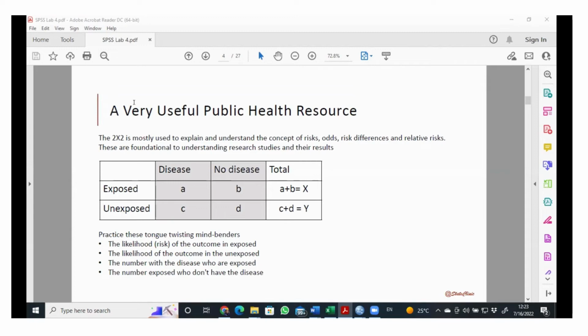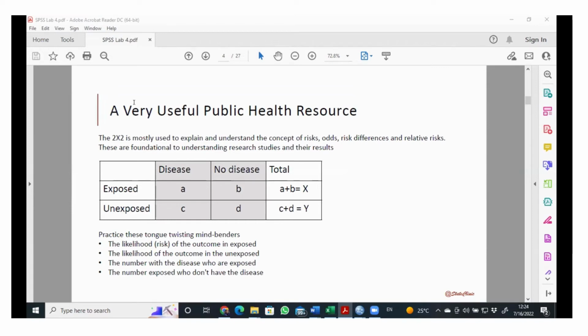Likelihood, which is also called the risk of outcome in the exposed, and the likelihood of outcome in the unexposed. The number with the disease who are exposed and the number with disease who are not exposed. That's what this table is talking about, but you go deeper into the issue of risk. Today, I think we're going to deal more with odds, but in your lectures, you'll talk about relative risks and risk difference and all that.